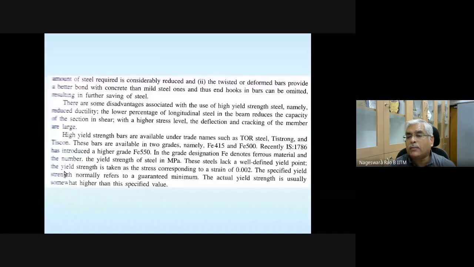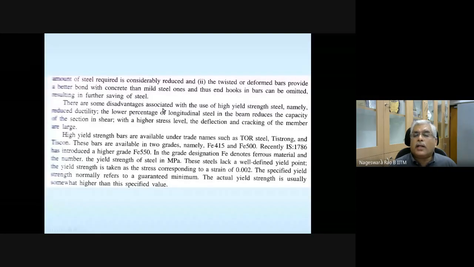And end hooks in bars can be omitted. Anyway, we'll see where these end hooks and other things will be coming at a later stage. Usually you are required to provide some anchorage and other things. So there we'll be providing these end hooks, and those end hooks can be avoided in some cases because of the better bond between the concrete and the deformed bars.